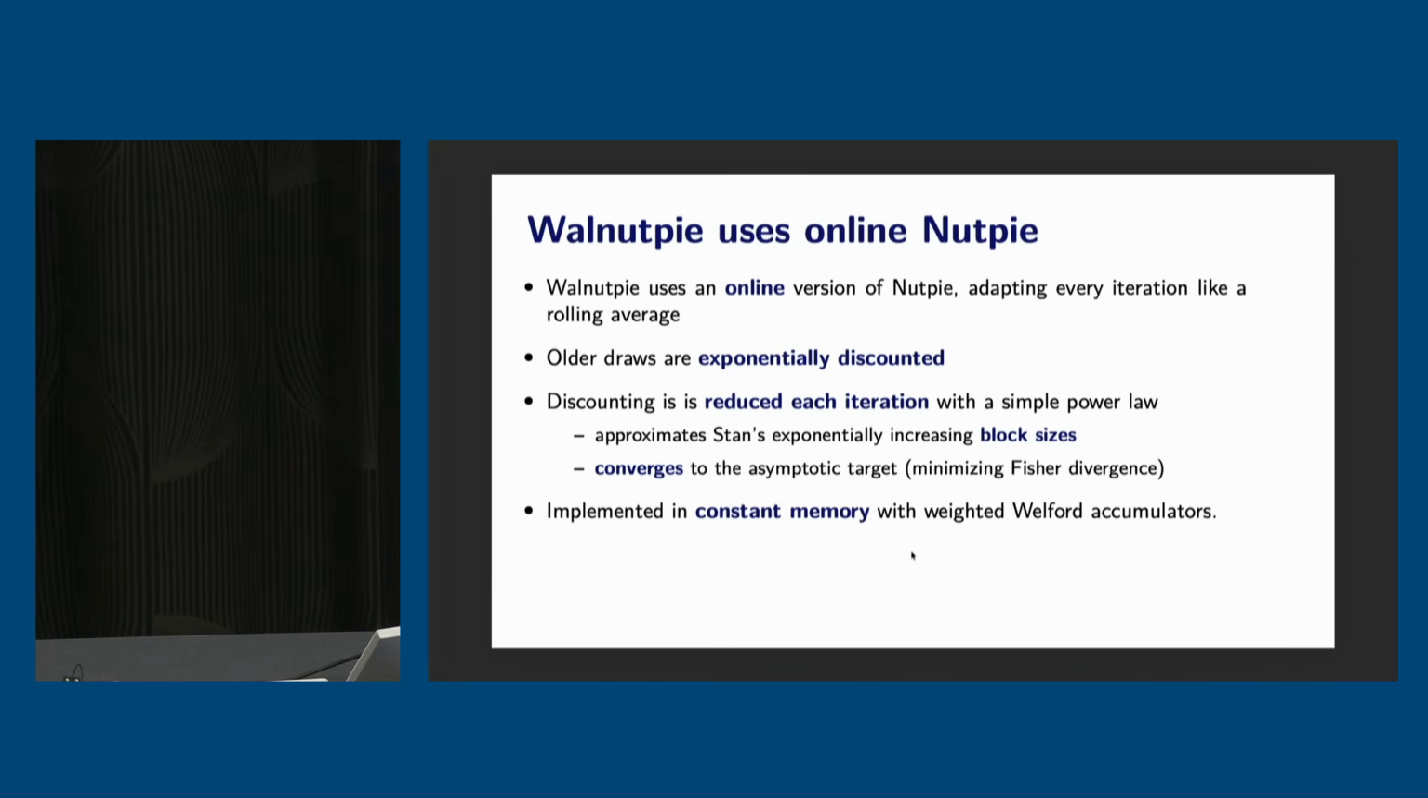The way Stan adapts is it takes, by default, I think, 25 and then 50 and then 100 and then 200 draws in exponentially increasing blocks, right? What we're going to do is use exponential discounting of the past in such a way that it gives you a kind of continuous approximation of this block structure, right? The nice thing about this is it's going to converge to the asymptotic target, minimizing the Fisher divergence. Great, thanks. And the nice thing is this can be implemented in constant memory using Welford's algorithms. You might think this is super expensive, but the updates, at least in the diagonal case, are super cheap, right?